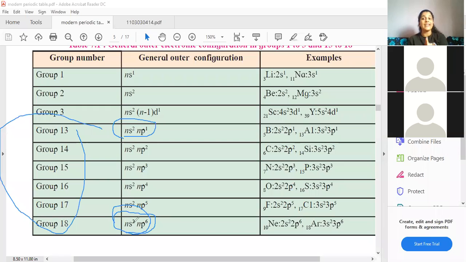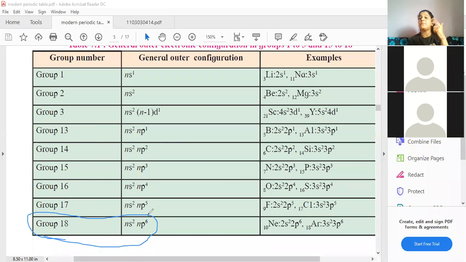Now students, here in your group 18, there is one exception. In group 18, all the other elements will follow this ns2np6 except for helium. You'll remember in the first period, we have hydrogen and helium, right? Helium's atomic number is just 2, so it is in duplet state. It won't have p orbital, but because it is an inert gas, it has been placed over there. So ns2np6 is obviously not followed by helium, but except for helium, all the other inert gases will follow this general outer configuration. Okay, so we are done with s block, p block.